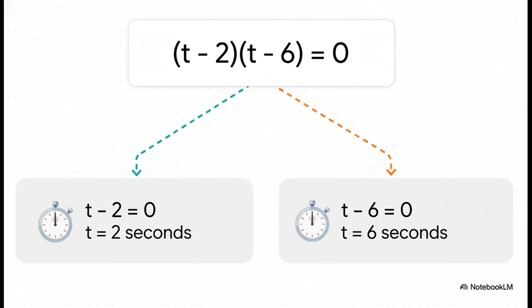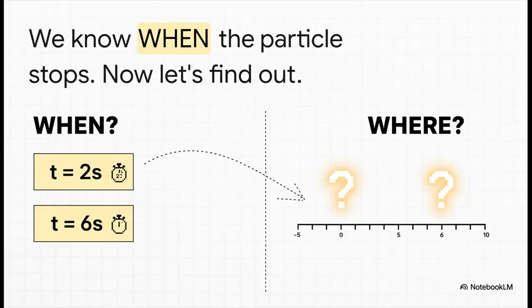It stops at t equals 2 seconds, and then it stops again at t equals 6 seconds. How cool is that? Okay, we've officially nailed down the when. We have the exact times the particle is at a standstill. But we're not done yet. The next logical question is where? Where exactly was the particle when the clock hit 2 seconds, and where was it at 6 seconds?